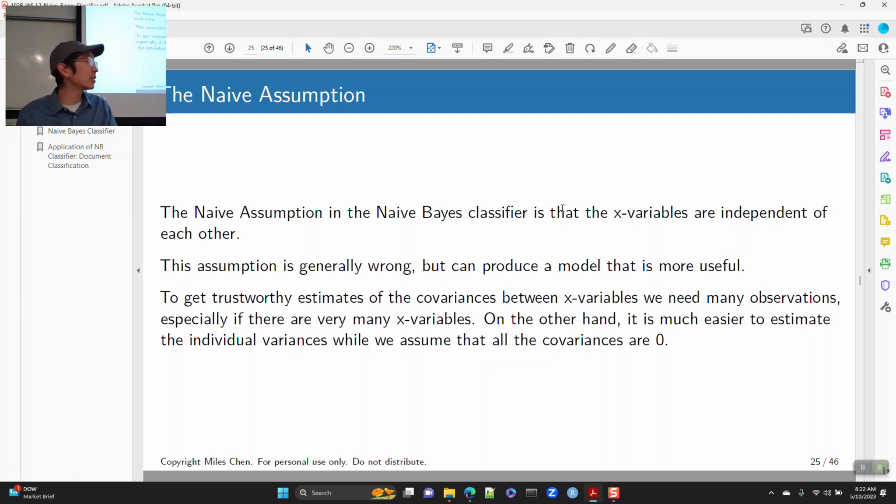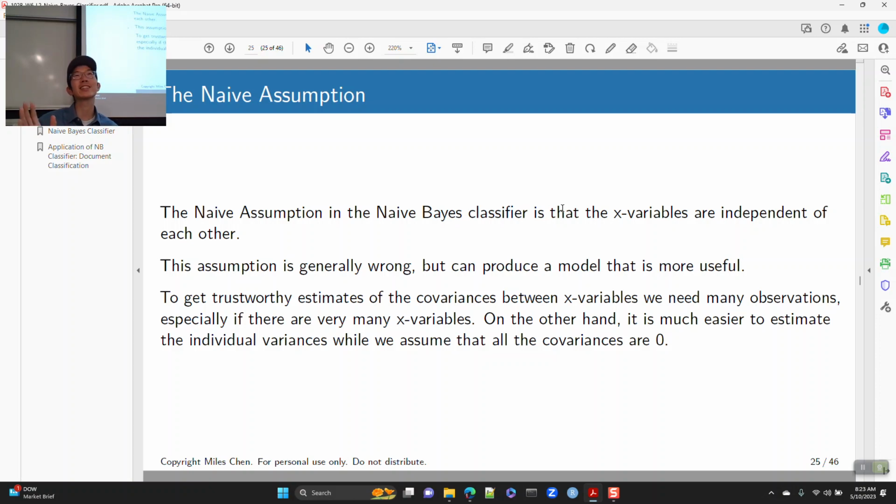And depending on your data, you might not even have enough points to accurately estimate the covariance between x1 and x2, or this especially gets more important as you have larger data with more x variables, okay? And then perhaps if you have not a ton of observations for each of these classes, right?